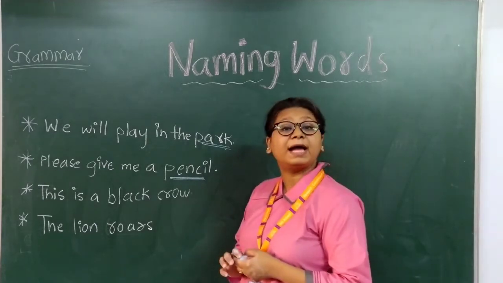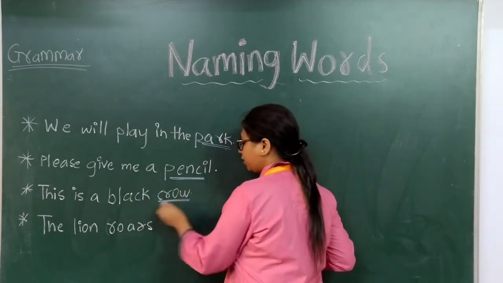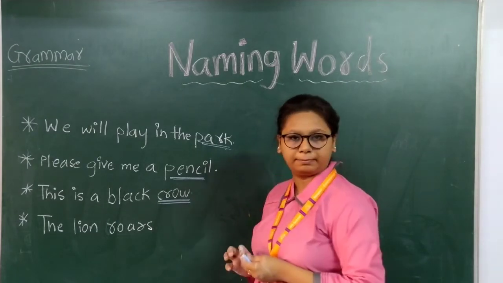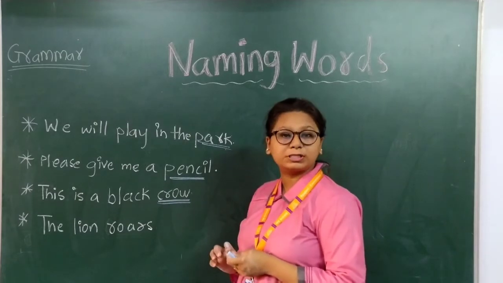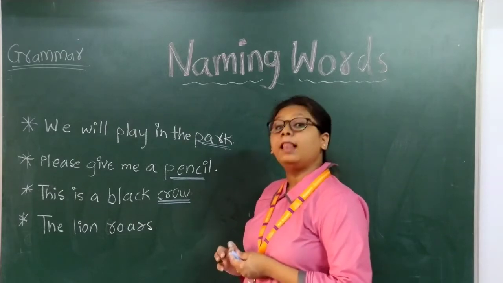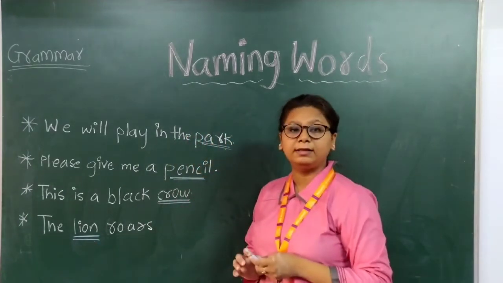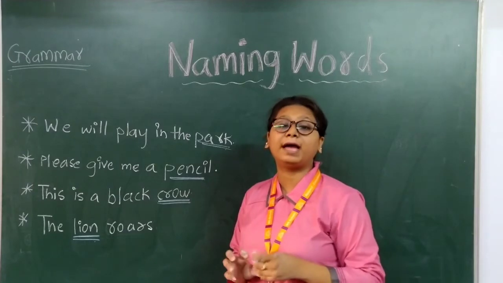This is a black crow. What is the naming word? Crow. Because crow tells us about the name of an animal or a bird. The lion roars. Now what is the naming word? Lion. Because it again tells us about the animal. Because lion tells us about the name of an animal.